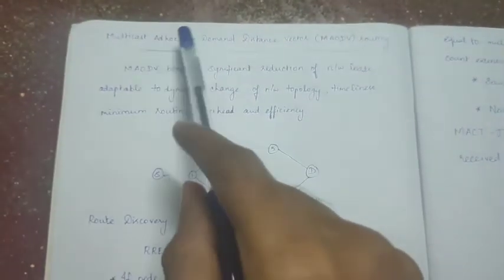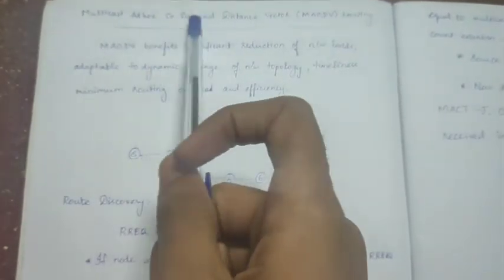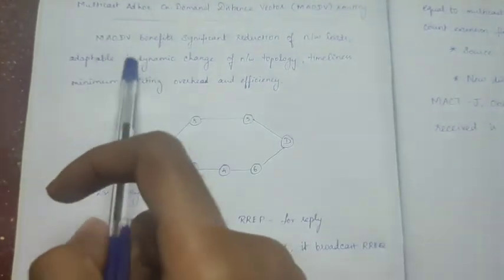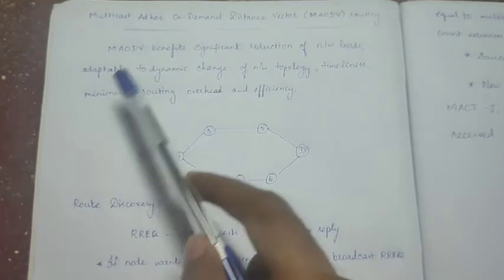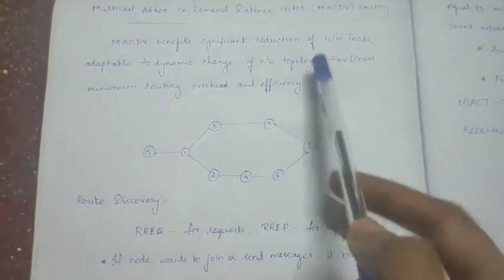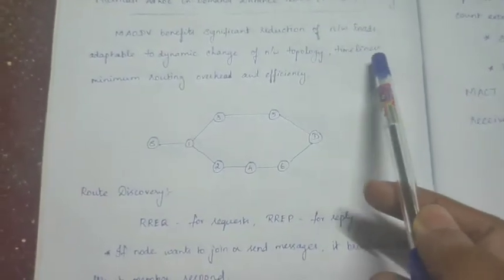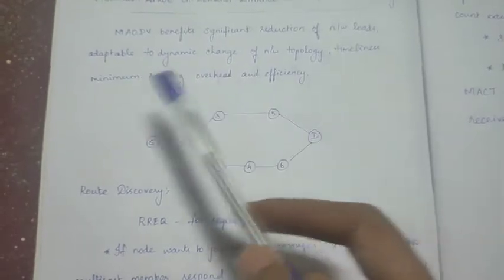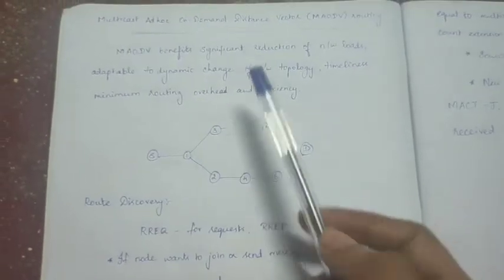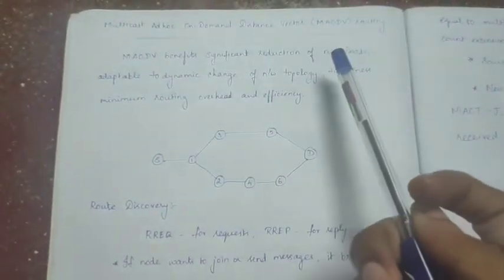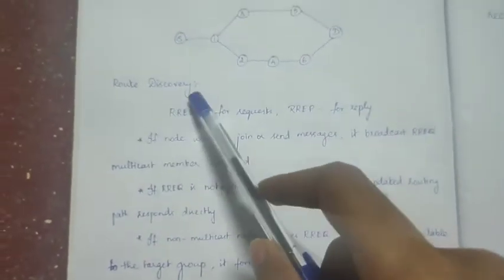This is the multicast ad hoc on-demand distance vector routing. This is the advanced version of the ad hoc on-demand distance vector routing protocol. This MAODV offers a significant reduction of the network loads, is adaptable to dynamic change of network topology, has timeliness of action, has minimum routing overhead, and also brings more efficiency than the ad hoc on-demand distance vector routing protocol. So this is the route discovery process.